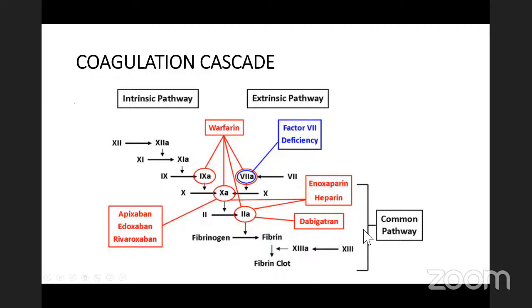Coming to warfarin, warfarin acts on factors 9A, 7A, and 10A. Anticoagulants like heparin and enoxaparin will act on 10A and 2A. Dabigatran is a thrombin inhibitor, and apixaban, edoxaban, and rivaroxaban act as direct 10A inhibitors.